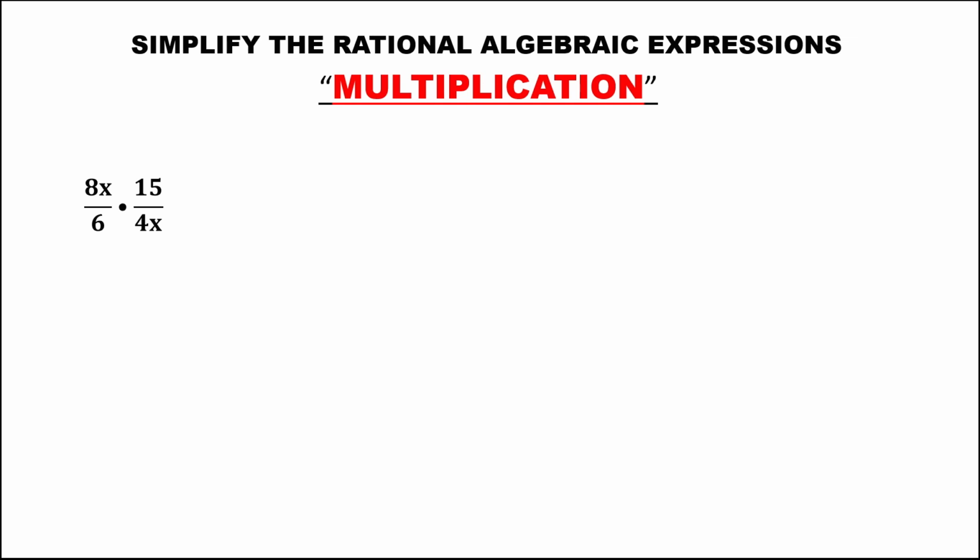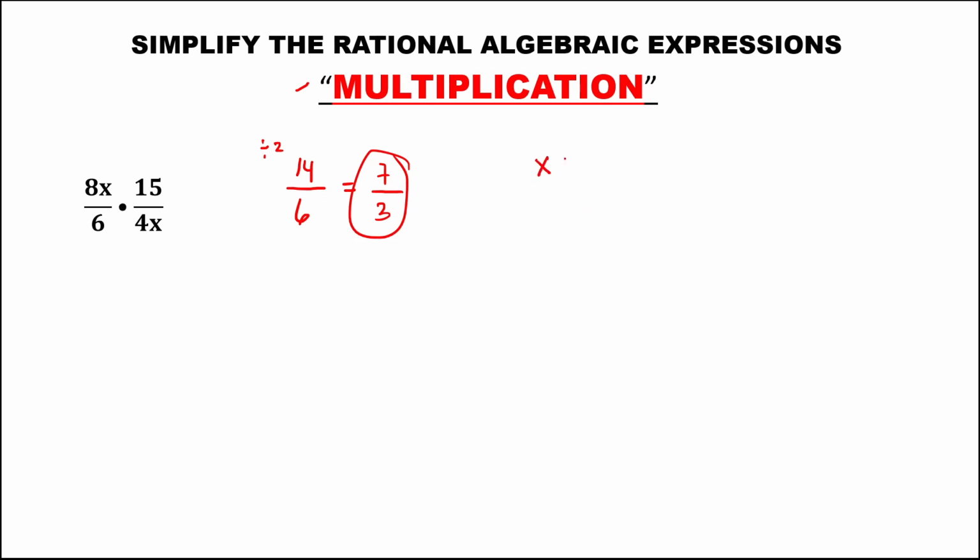So for this problem, simplify the rational algebraic expressions. For this multiplication, we can use the elimination method, and take note that we can only eliminate if there is a common factor in the numerator and denominator. If we have 14 over 6, these two numbers are divisible by 2. 14 divided by 2 is 7, then over 6 divided by 2 is 3. So we have 7 over 3.